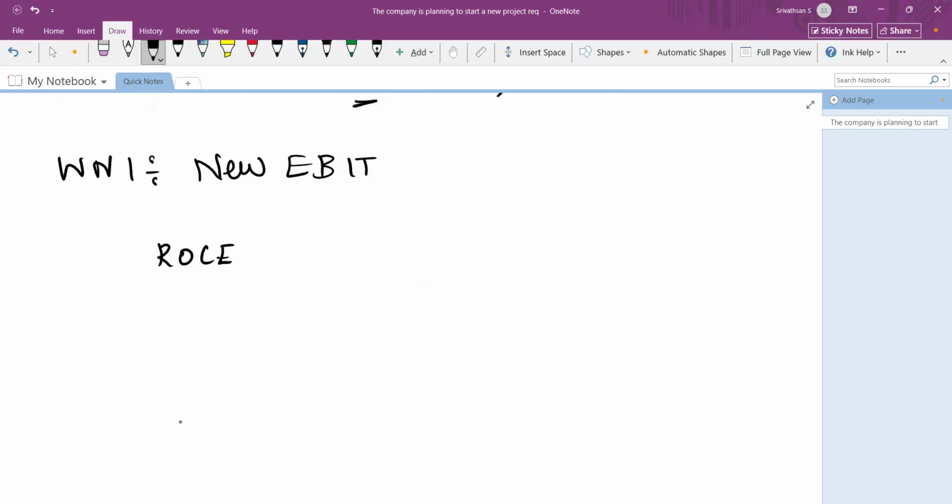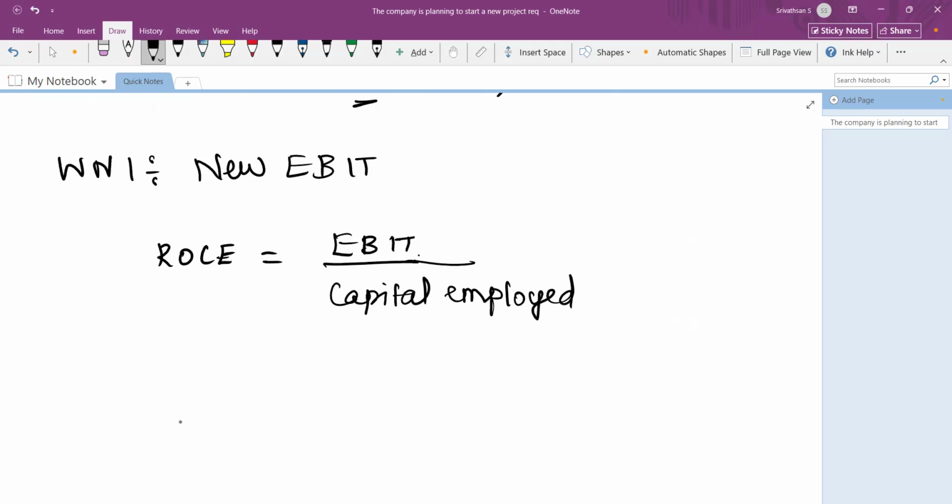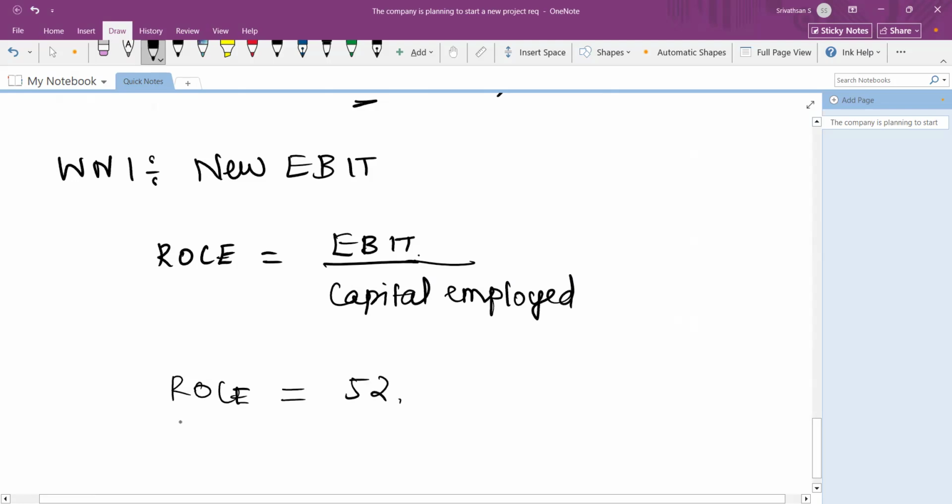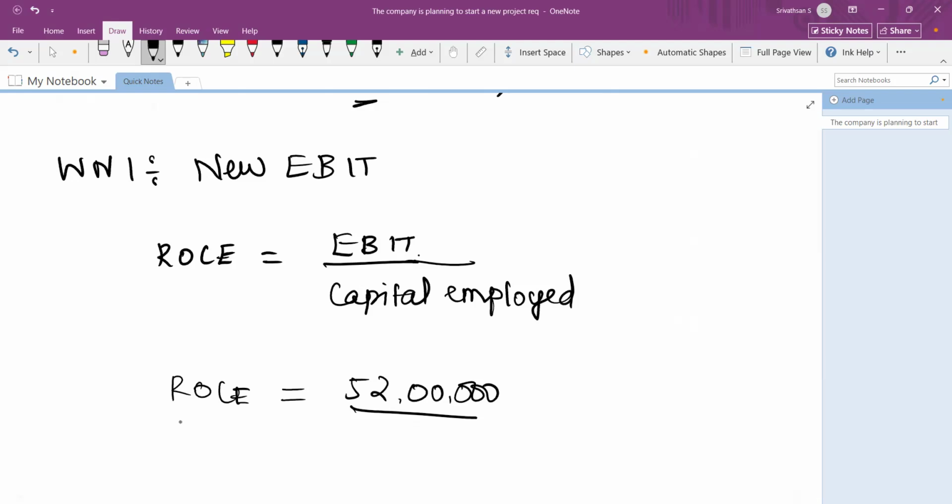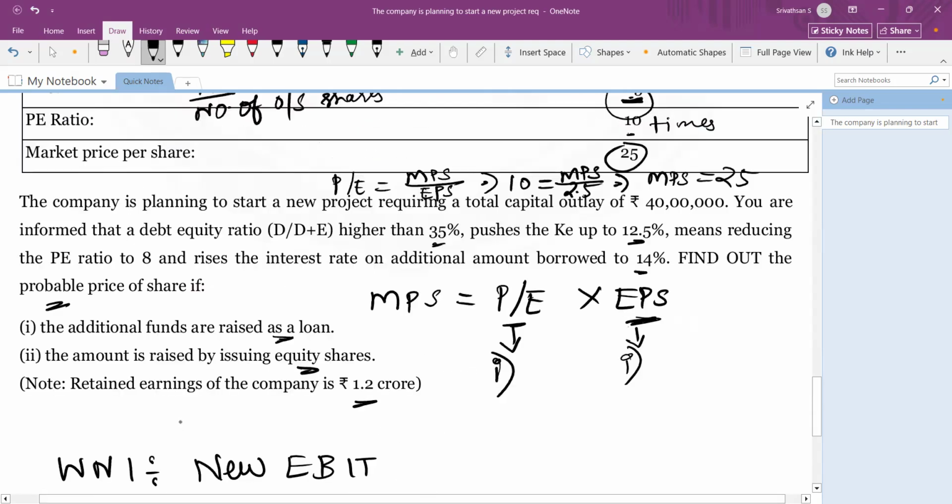We know that return on capital employed is equal to EBIT divided by capital employed. So first, what is the existing EBIT in the company? The existing EBIT is 52 lakh, which is the EBIT of the company before employing the additional 40 lakh rupees of capital into the business, divided by the total capital employed before putting in the additional 40 lakh rupees. What is the existing capital employed?